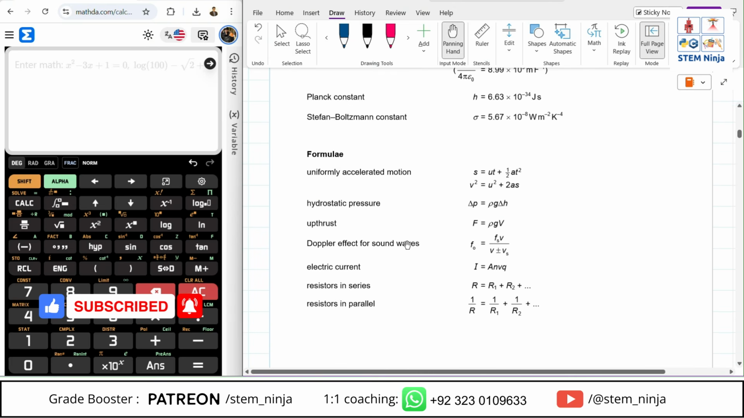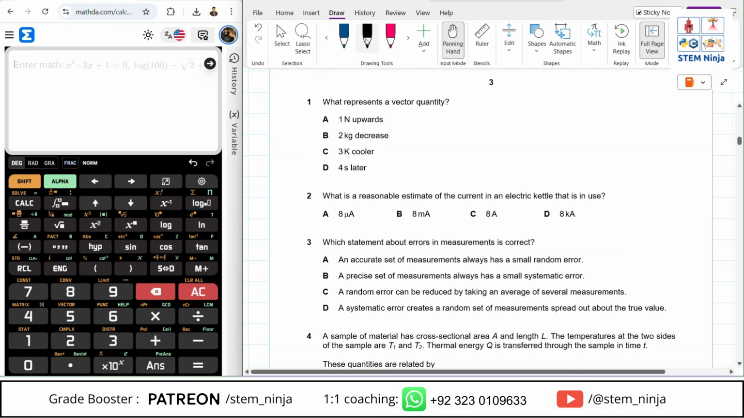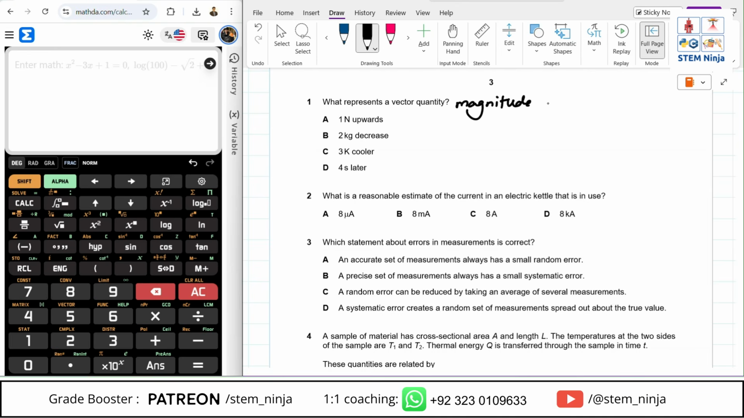Okay, so question number 1. What represents a vector quantity? We know a vector quantity is a type of physical quantity that is represented by a magnitude, that means a numerical size, and direction. This direction is supposed to be a direction of change in space, not direction of change in time or something else.